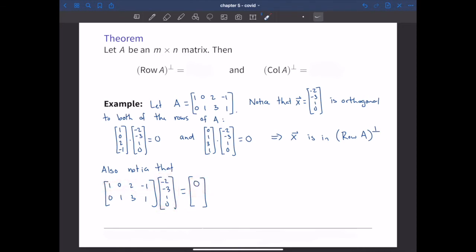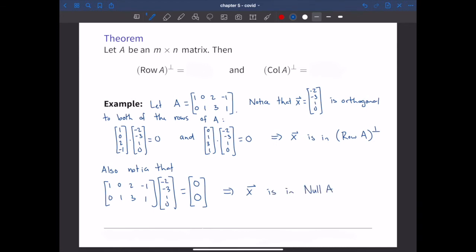And likewise, if I want to figure out what goes in this spot, I'm going to take the second row of the matrix A, and I'm going to take the dot product with the vector x. And again, when I take this dot product, I get 0. So because this vector x was orthogonal to both of the rows of A, when I multiply the matrix A by the vector x, I just get 0, 0. Or in other words, the vector x is in the null space of A.